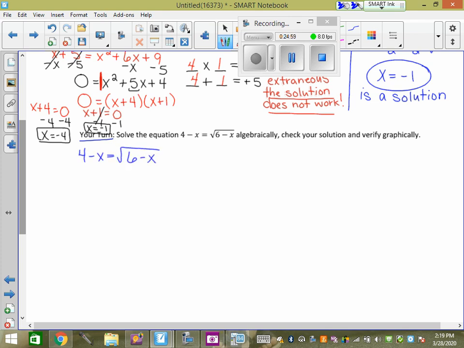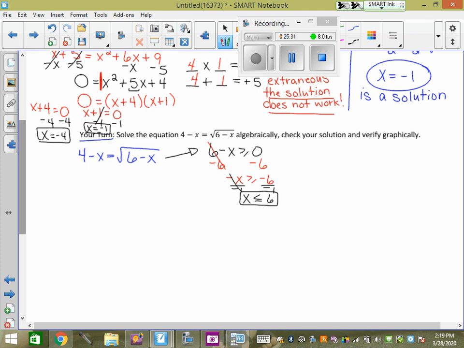So the first thing I'm going to do is my domain. 6 minus x has to be greater than or equal to 0. I'm going to subtract 6, you could add x too, wouldn't matter. So I get negative x is greater than or equal to negative 6. Then I divide by negative 1, and x becomes less than or equal to positive 6. If I divide by a negative, my inequality sign flips.